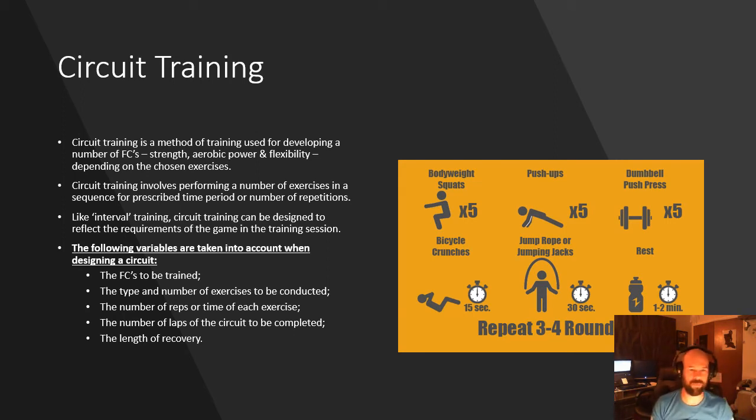So it involves performing a number of exercises in a sequence for a designated amount of time or for a number of repetitions. So you can see there in the picture, you've got 5 squats, then you move on to 5 bicycle crunches, then you move on to 5 push-ups or 5 jump ropes, jumping jacks, whatever it might be, dumbbells. You might have a rest station that you want to put in there.